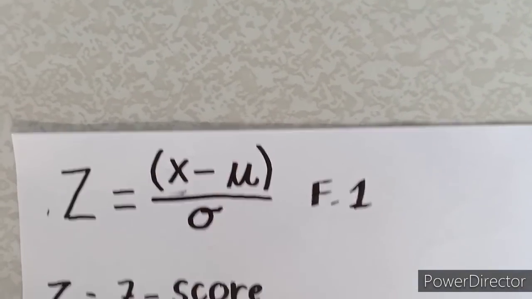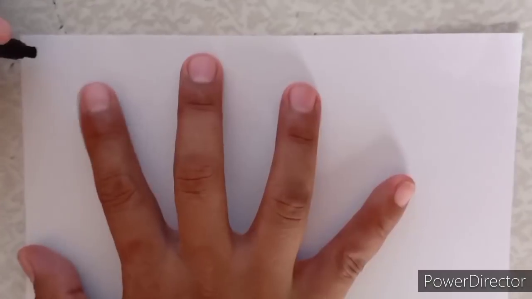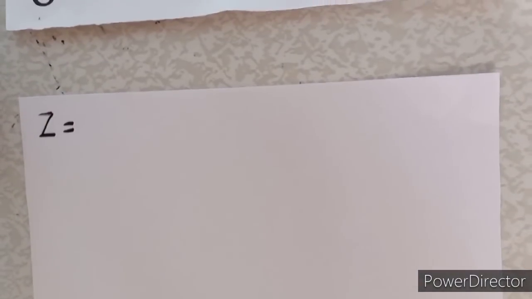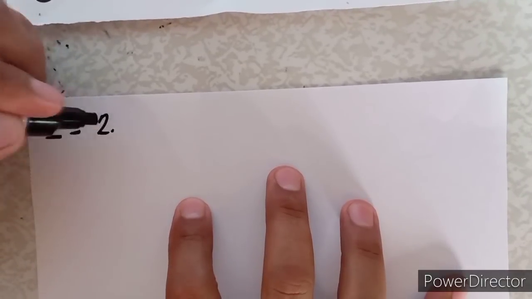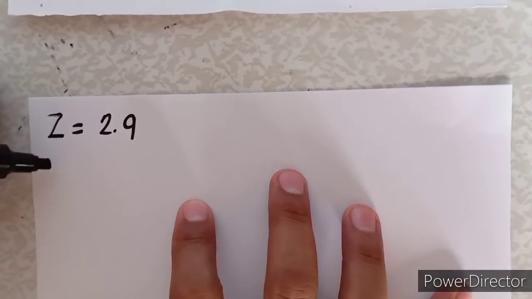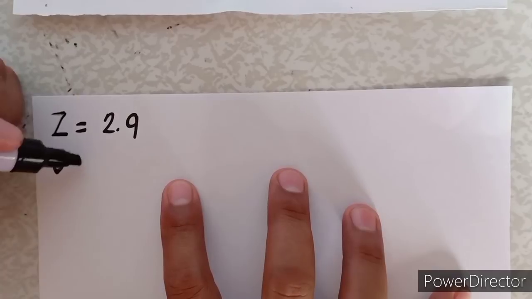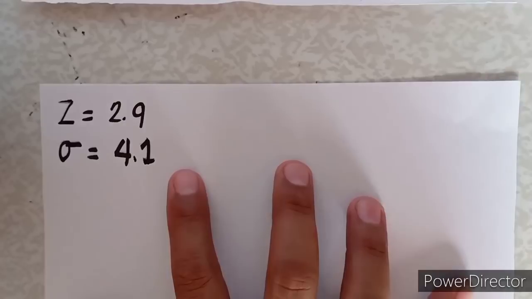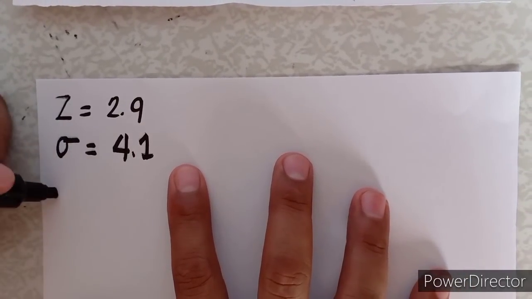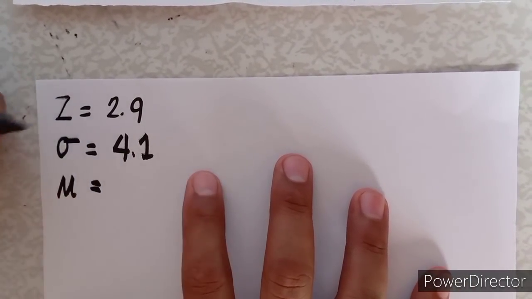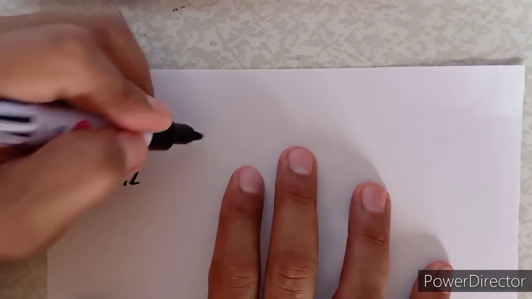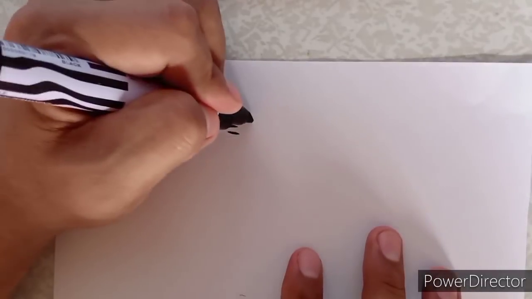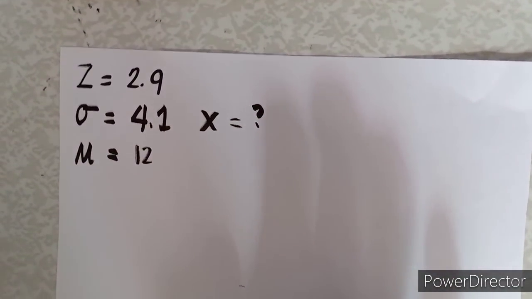Example: what if what is missing is our X, the normal value? Let's say our Z is equal to 2.9, our standard deviation is equal to 4.1, while our mean is equal to 12. So what is missing is our X, or what we call the normal value.